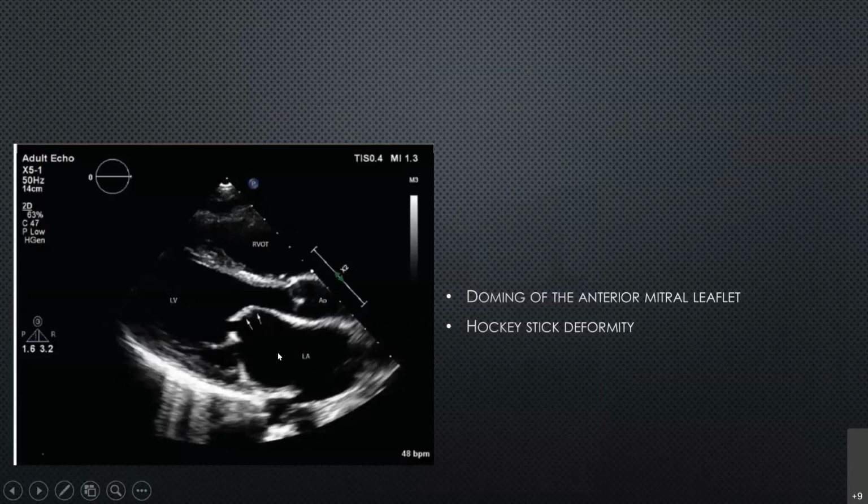First picture we start with is the parasternal long, and as soon as you see this, you should know and you should investigate further. So there is classic doming of the anterior mitral leaflet and hockey stick deformity during diastole. Like the leaflets at the tips are fibrosed and thus the separation is reduced. So this makes this classic hockey stick deformity. This picture, you should know it.